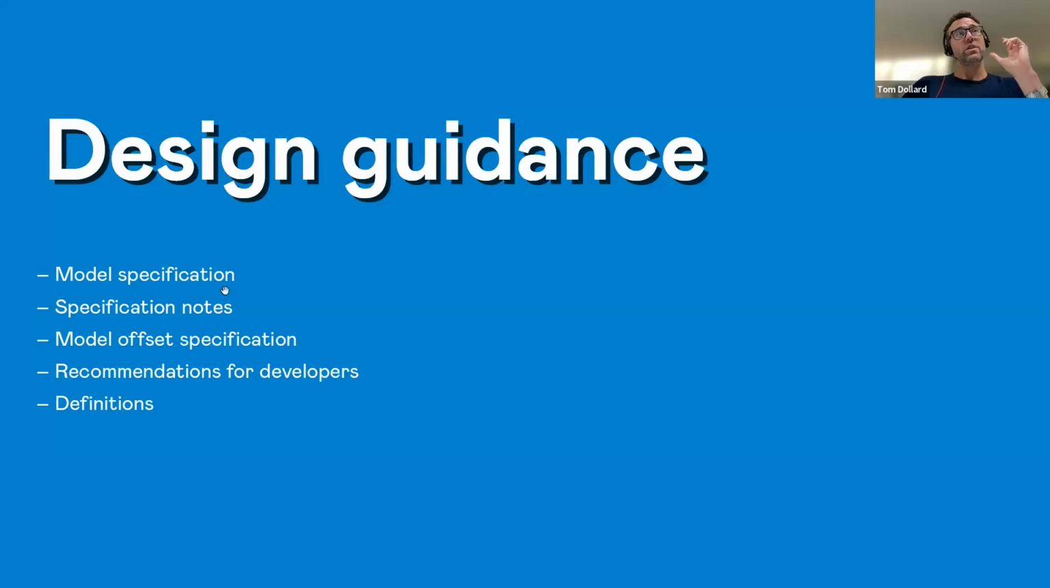Model specification was the key part of it. We wanted to create a model specification, a fittings-based approach, that would really help many of our members, developers, and designers cut to the chase, so to speak. There are some notes on the back of that specification. There's a model offset specification as well, that's step 3 of the hierarchy. There's a series of recommendations for developers and their design teams, and then definitions.